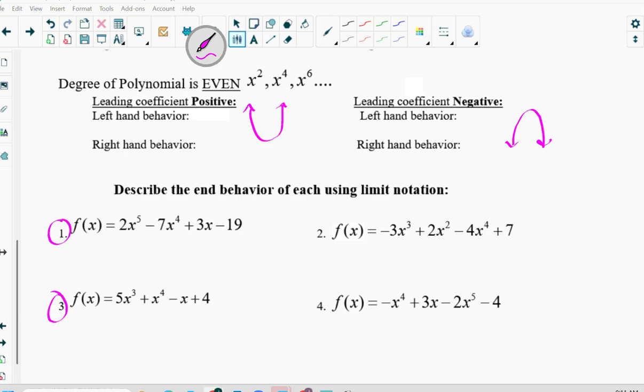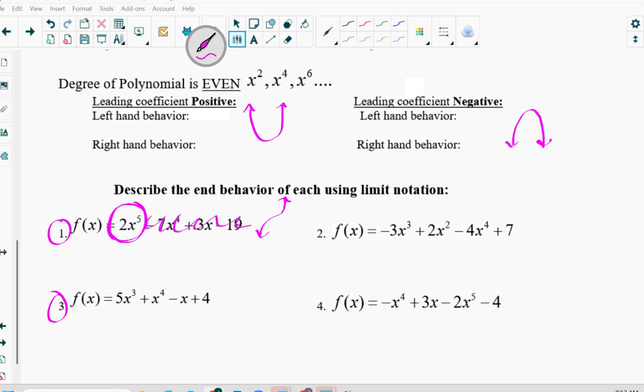Okay, let's do number 1 together. So when you have this whole big polynomial, we only care about one term. We care about the highest degree exponent. So what is the highest exponent anywhere in this? 5. Okay, so this is the only thing I'm looking at. You can ignore everything else. All right, that is odd, and it is positive. So you should be visualizing this shape. All right, everybody with me?